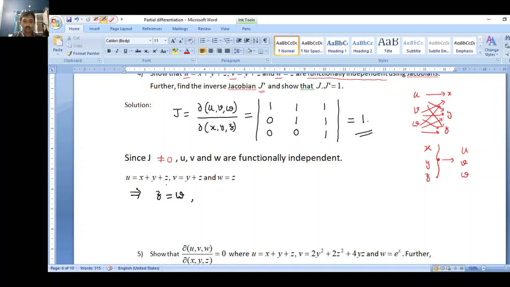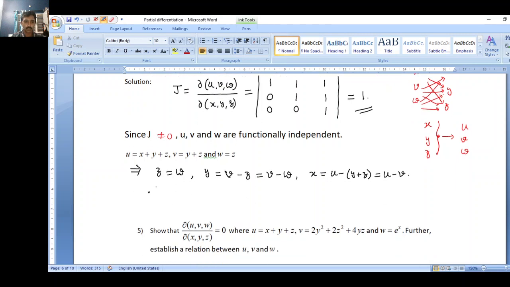And because z is w, from this relation we see that y is v minus z. Okay, and because z is nothing but w, I can replace z by w and I can see that y is v minus w, correct? So that has given me z in terms of w and y in terms of v and w, and the rest is about finding x. And coming to the first expression, we see that x is nothing but u minus (y plus z), and because y plus z is nothing but v, I can say that x is nothing but u minus v.